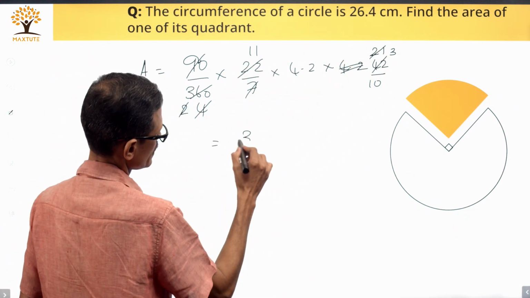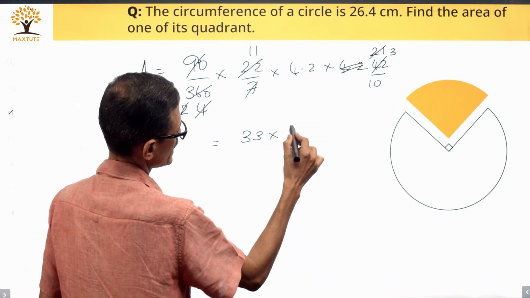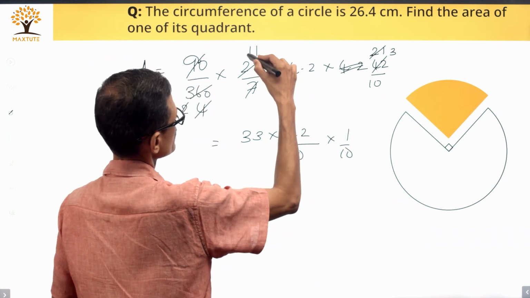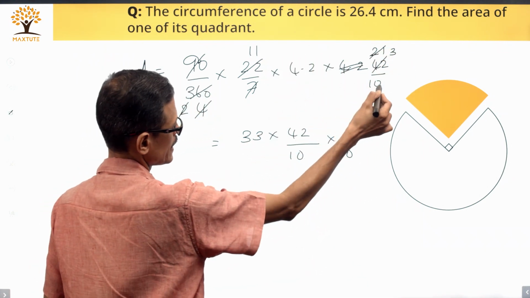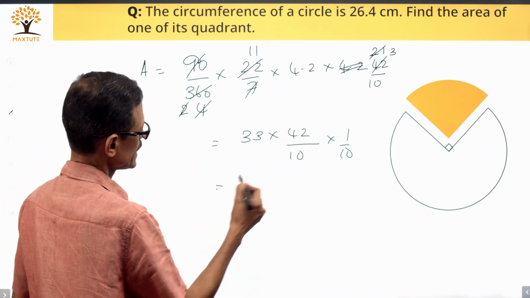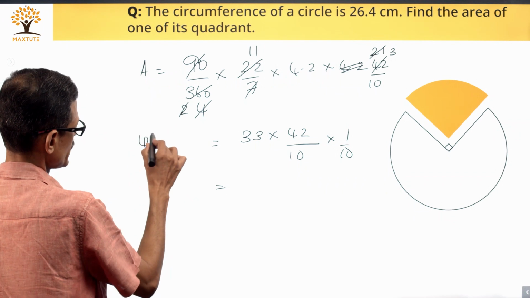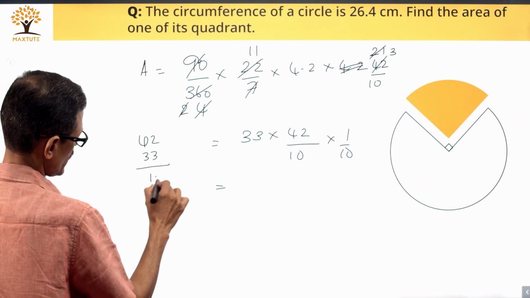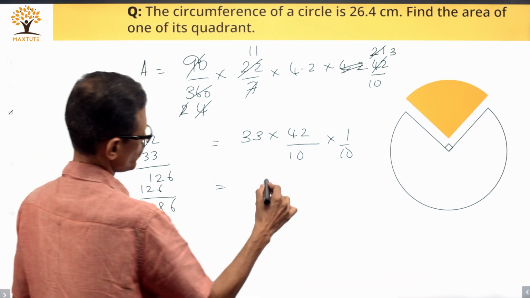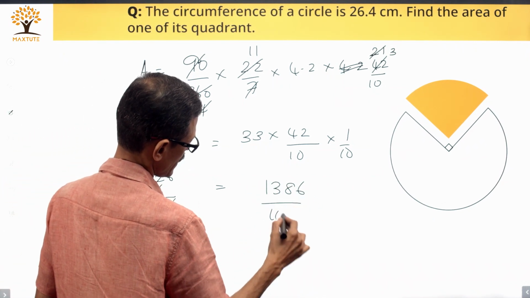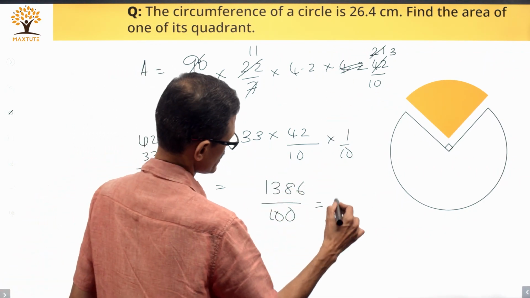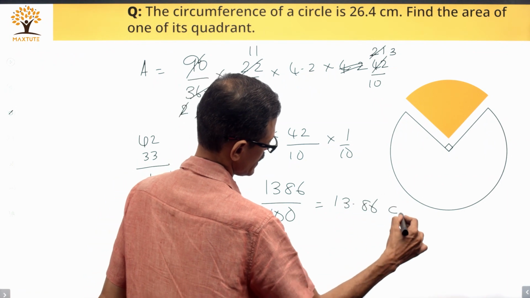11 into 3 is a 33. Into 4.2, let's write it as 42 divided by 10, and then we have another 1 by 10, right? This 11 and 3 has been computed as a 33, the 10 is here, 4.2 has been written as 42 divided by 10. 33 into 42 is what we need to compute. Let's just do it. 42 into 3 is a 126, another 126, so 1386. So 1386 divided by 100 is the area of this quadrant or the sector. 1386 by 100 is equal to 13.86 centimeters square, right?